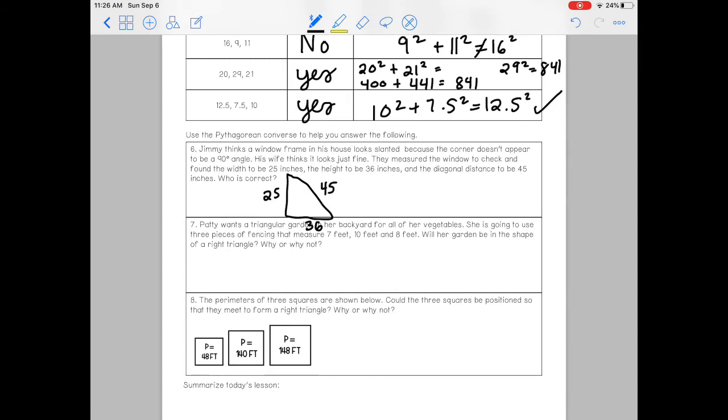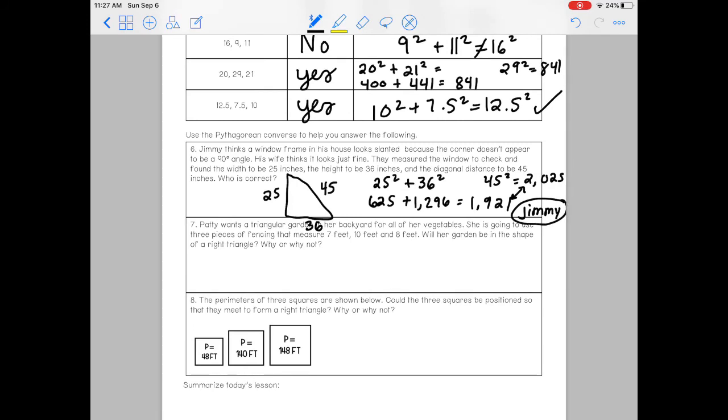Who is correct? Well, let's see. We have 25 squared plus 36 squared, and we have to see, does this equal 45 squared? So if we take 25 squared, this gives us a value of 625. And then if we take 36 squared, this gives us a value of 1,296. We add these two values together, we get 1,921. 45 squared, or 45 times 45, would give us a value of 2,025. Are these two values the same? No. So his wife was incorrect. Jimmy is correct. So Jimmy would be the correct one.